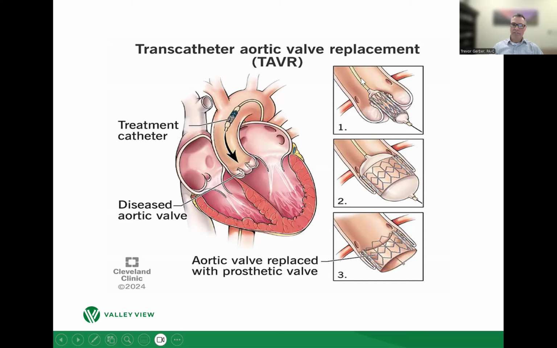And so the new valve is placed into the old valve. The old valve is not cut out, but once the balloon and the catheter are in position, the balloon is expanded, pushing the new bioprosthetic valve into place where it connects to the aortic valve and the aorta. And then the balloon is deflated and the catheter is removed, leaving the aortic valve prosthesis behind.